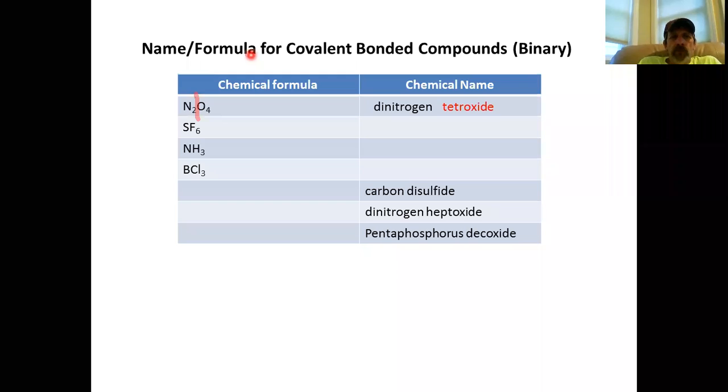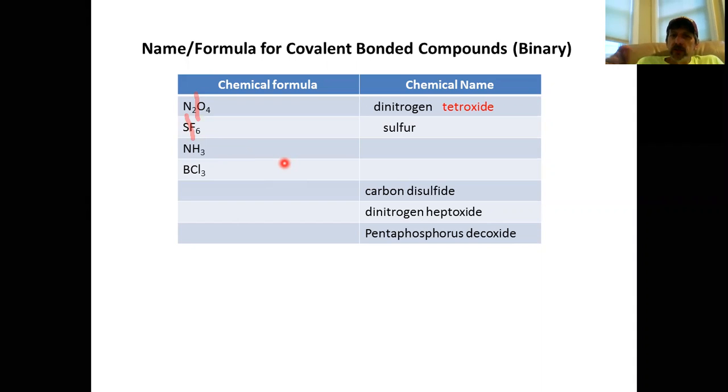Again, first part is the element name. It gets a prefix only if there's more than one. In this case, there's only one S atom. So you see there's no number after S. So we'll just say sulfur. No prefix because it's the first part.